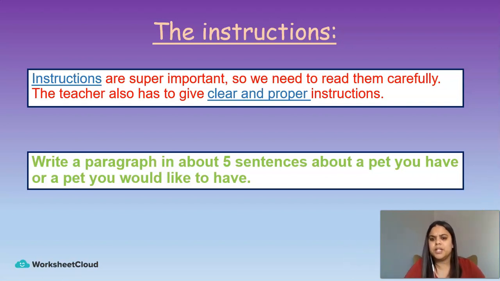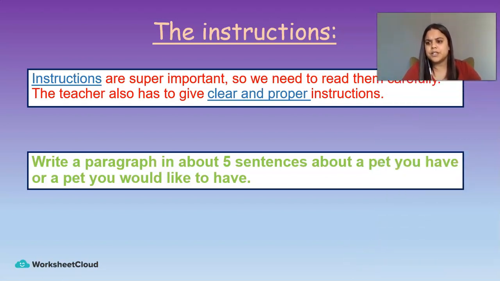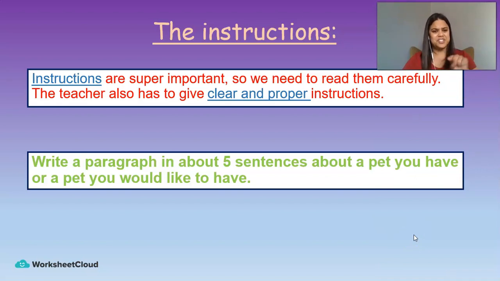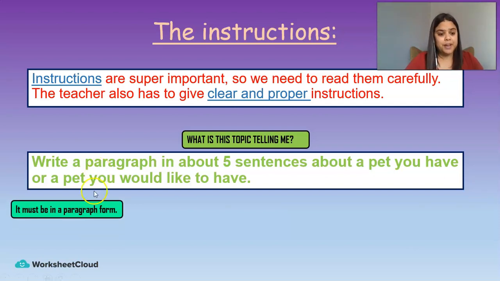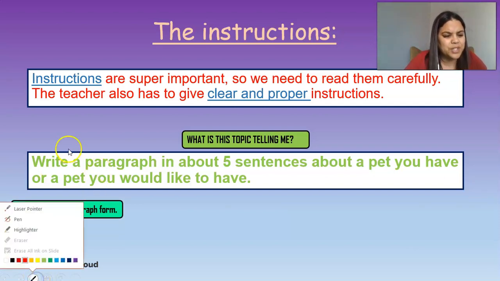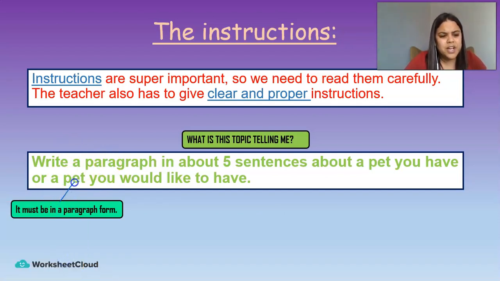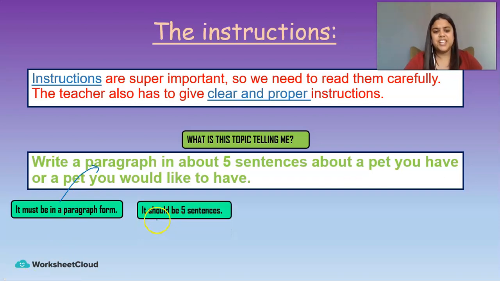Okie dokie. So teacher is going to move out of your way quickly so that we can see what exactly these instructions are telling me to do. So firstly, what is this topic telling me? It must be in paragraph form. So I'm going to take my pen out now and we're going to draw a line showing what exactly this is asking me. So it's saying it must be in paragraph form. That's the first thing I must know. Okay. Then it should be 5 sentences. That's the other part of the instruction.